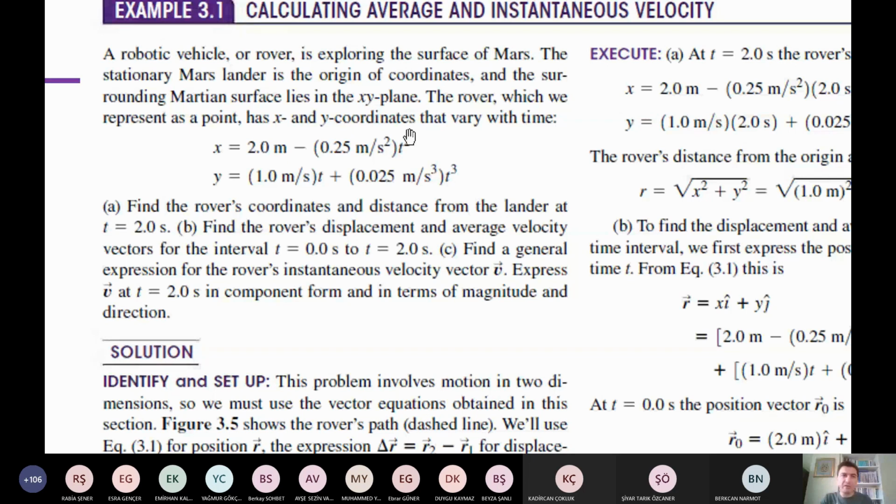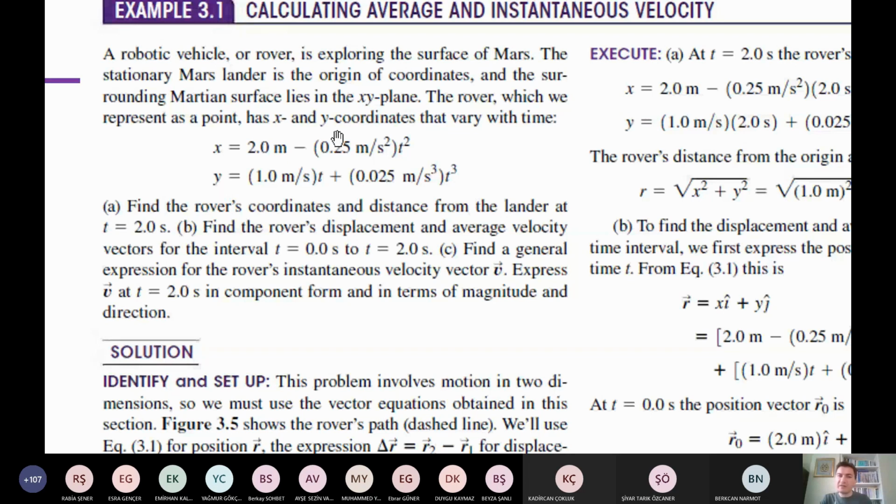So the rover, the robotic vehicle, is traveling on the Mars surface, and its X position and its Y position are changing with time. So they depend on the time. The x position is given by 2 meters minus this term times t squared. And the y position is also given by this term.